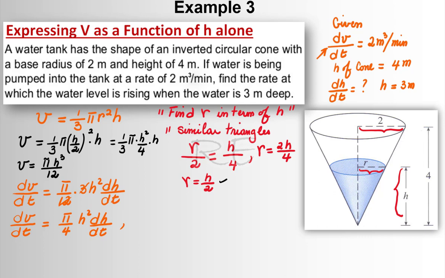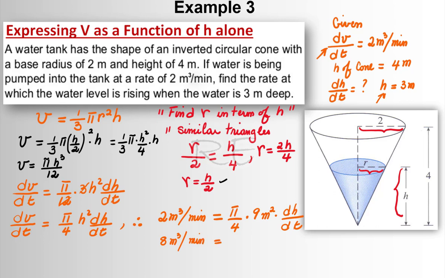Now, dV/dt is given. It's 2 m³ per minute, which is equal to pi over 4. h is given, so it's going to be 3 squared, which is 9 m². Times dh/dt, and dh/dt is what we're looking for, the rate of change of the height with respect to time.